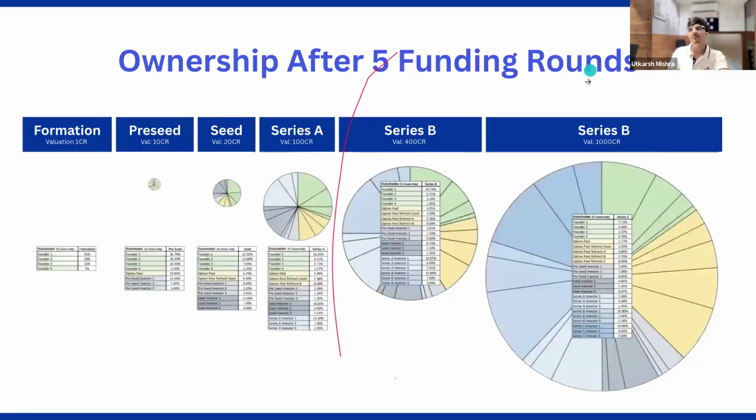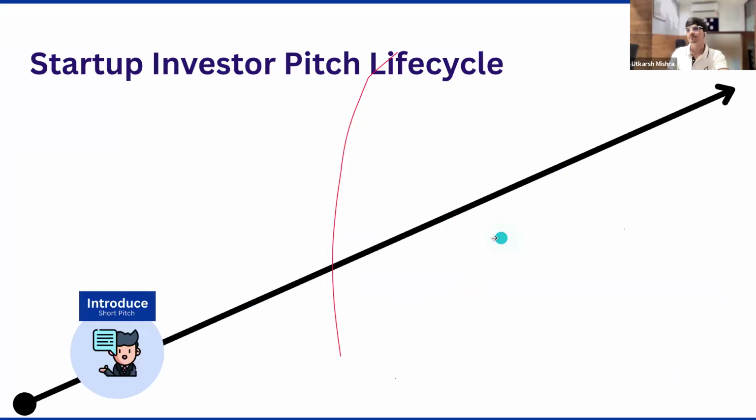So this is the ownership table after 5 rounds. You can see at the formation, it is very minimal. Now after 5 years it is a lot more complex, right? So people have different tools as well which you can use to make your cap table.